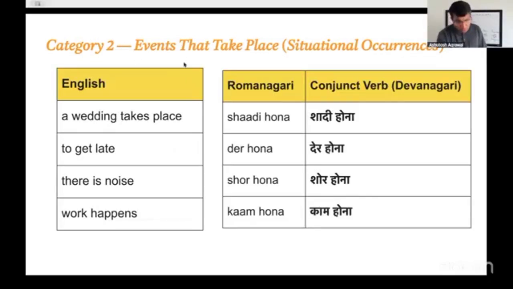Category 2 of your conjunct verb using Hona is when the events are taking place. Such as the wedding takes place is shadi hona. To get late is der hona. If it is a noise, you'll say shor hona. Okay? If the work is happening or if work happens, it's kam hona. Just like the way we conjugated, you can conjugate them in different tenses.